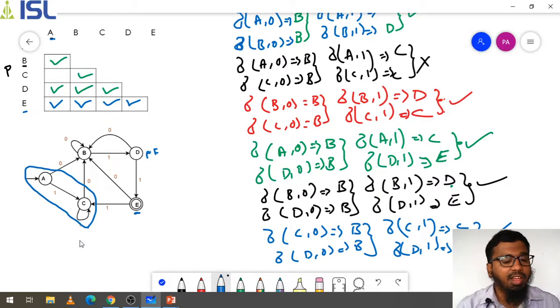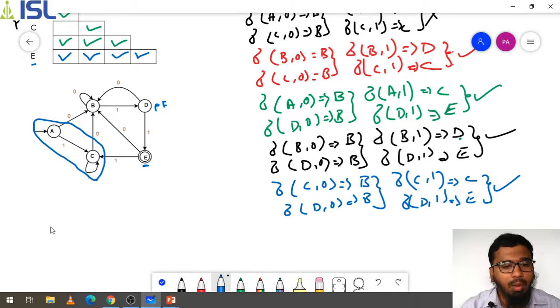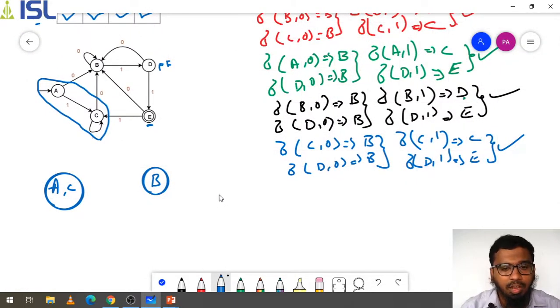A comma C is a unpair. So how can we draw this table for the graph? First you need to combine A comma C, and we need to take B, and we need to take D, and we need to take E. E is a final state and this is an initial state.